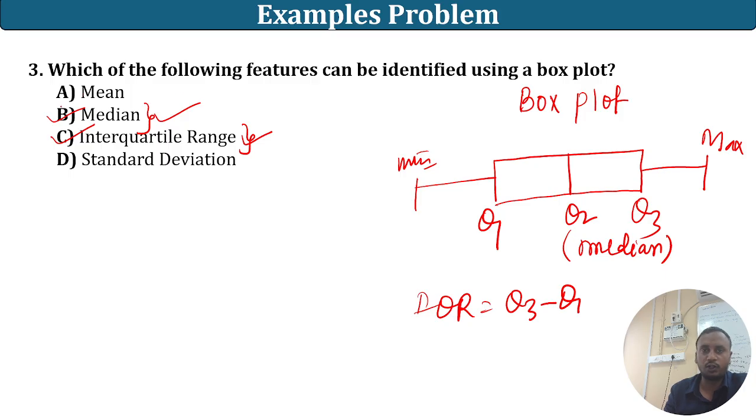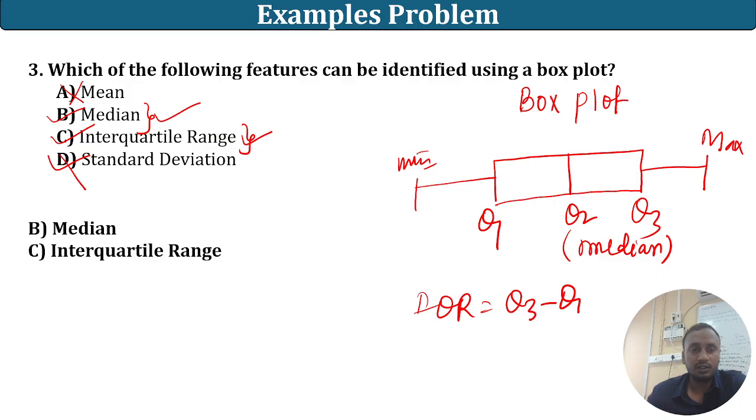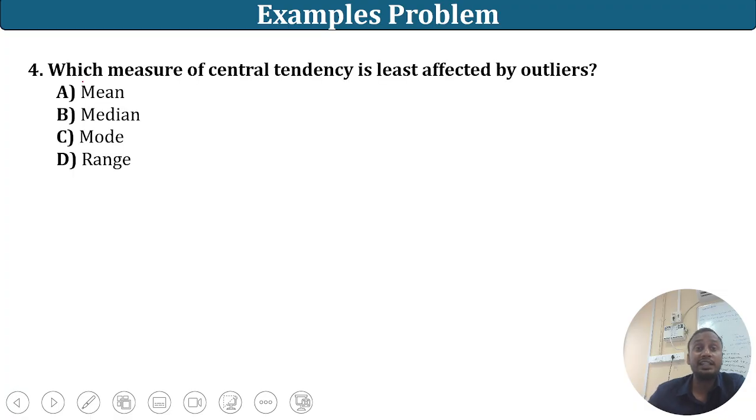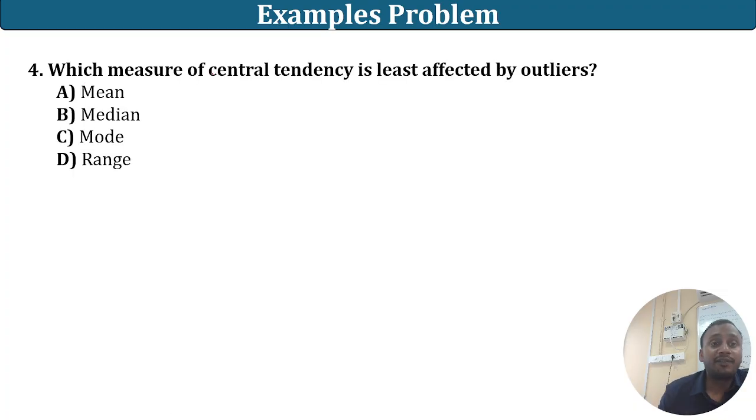So the box plot is not going to show the mean. Standard deviation also is not going to be shown. So these two can't be the answer. For this we have the median and interquartile range. Now we'll come to the next question.